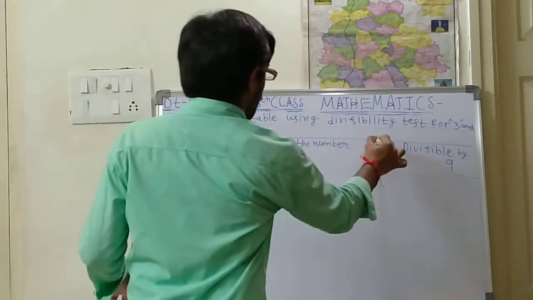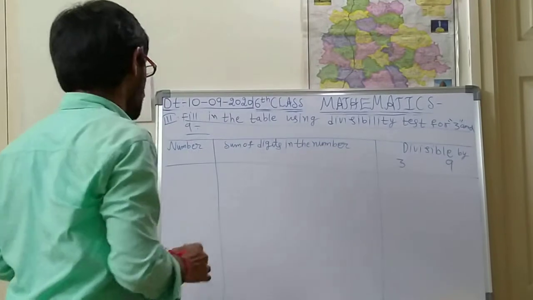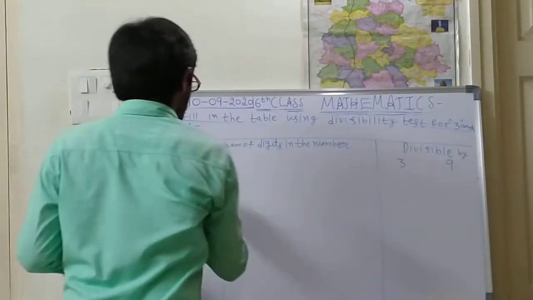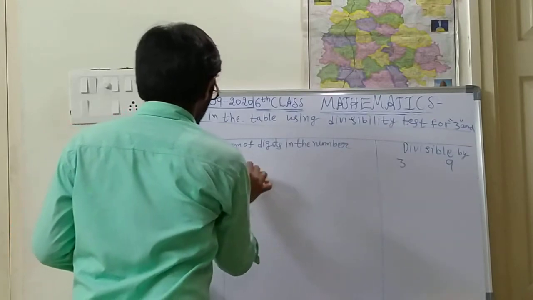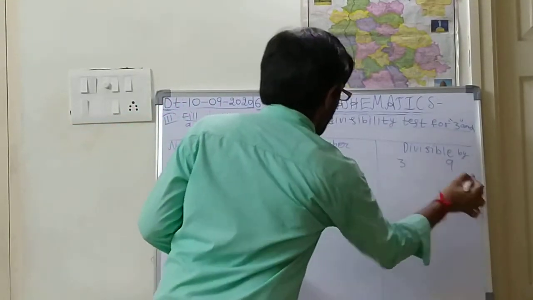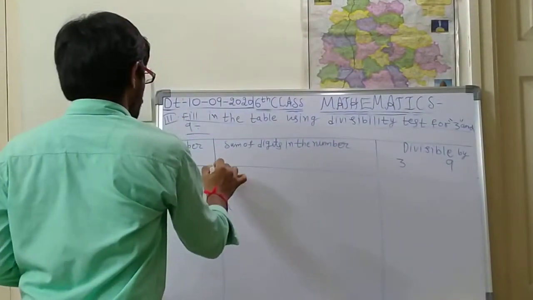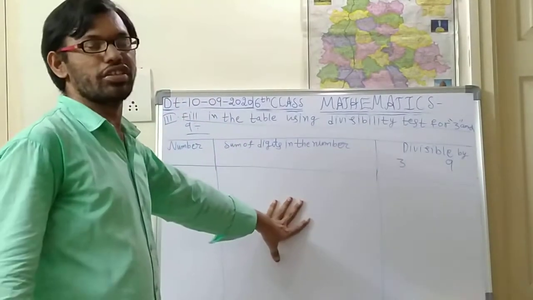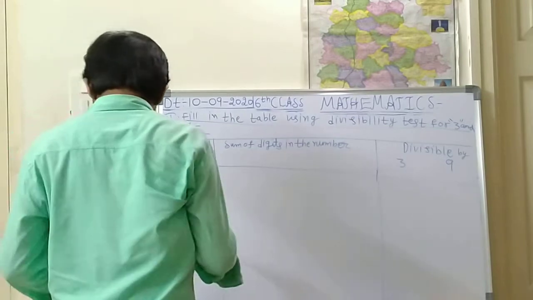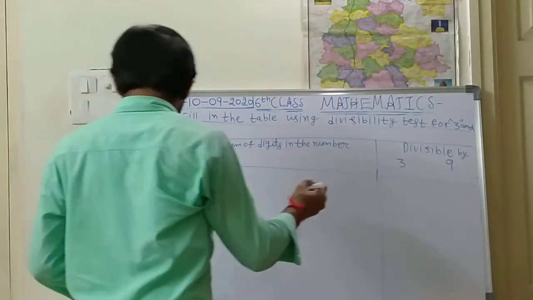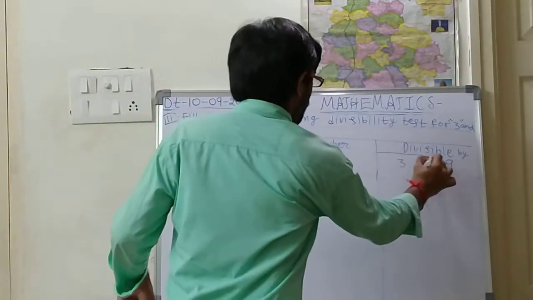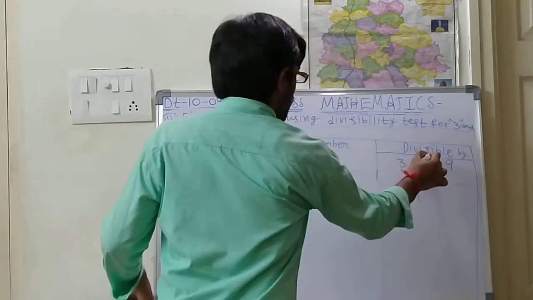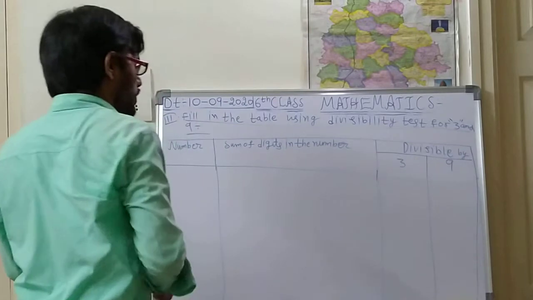I am drawing very roughly, so draw very carefully, children. For your understanding, better draw this table in your notebook, because I will give you homework in this table only. So number, next sum of digits, next divisible by is one column. 3 and 9 I am separating as 2 columns.